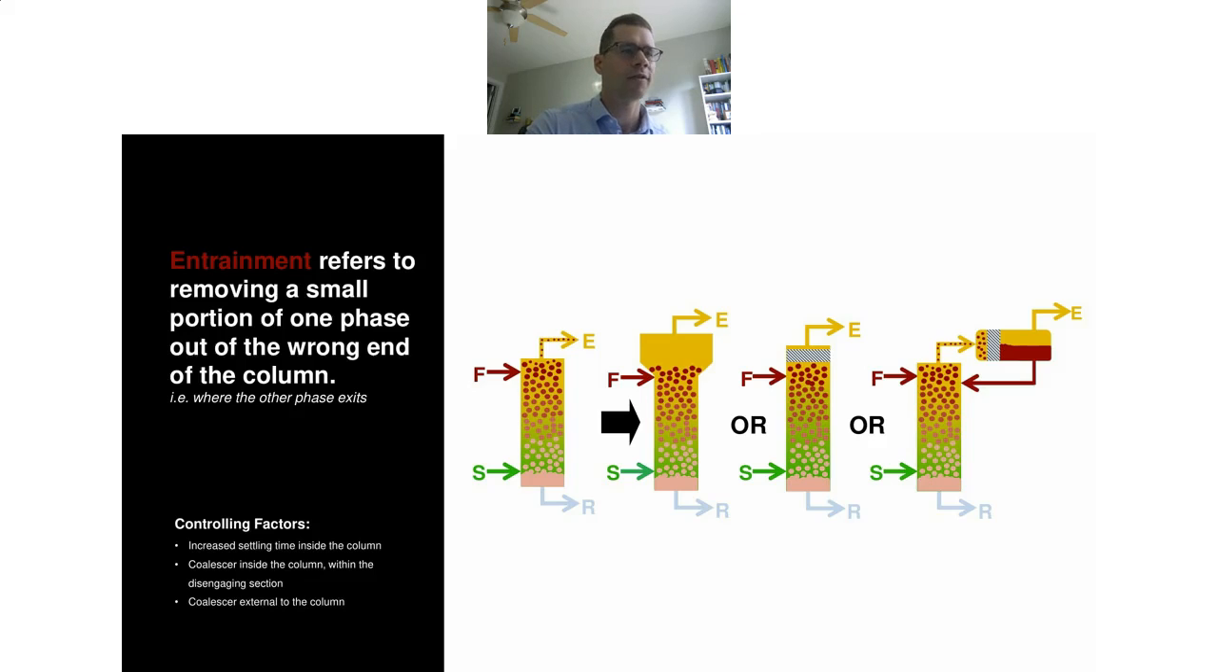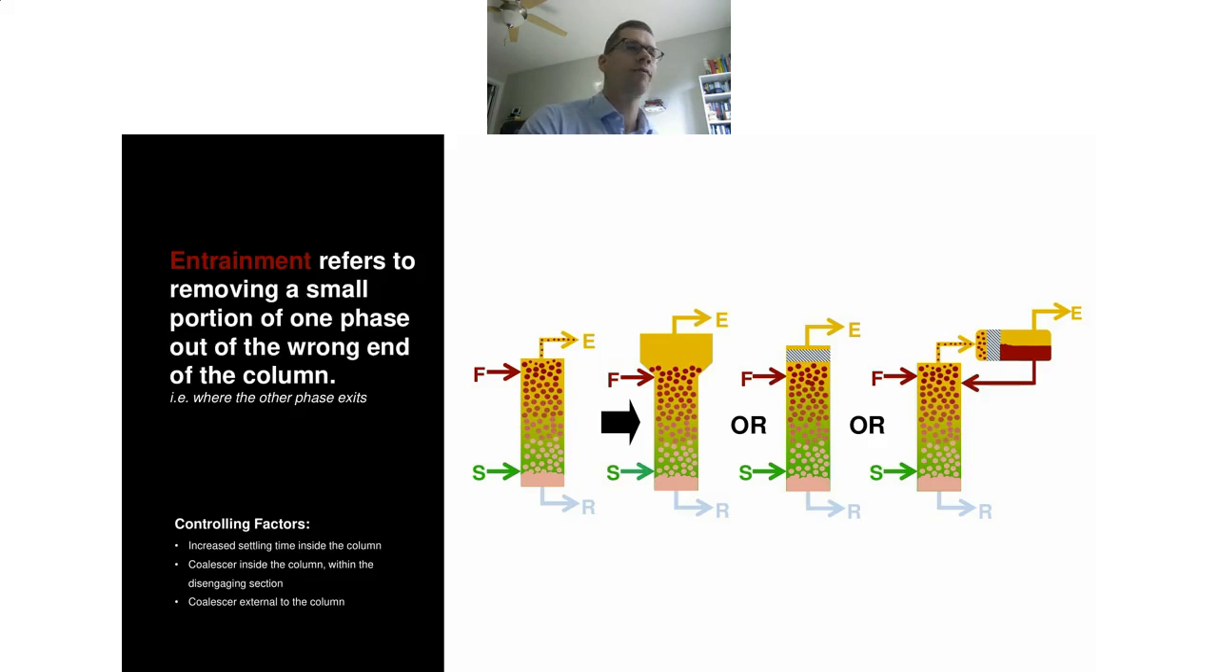So there's a few ways to take care of this in an extraction column. The first way is just having an expanded end on the end of the column where you're seeing entrainment. By doing that, you lower the continuous phase velocity in that section, and oftentimes that'll take care of entrainment right there. You can also put a coalescing element in that end of the column. Those discrete droplets will hit the element, coalesce, come together and form larger droplets, which will allow them to go out the right end of the column.